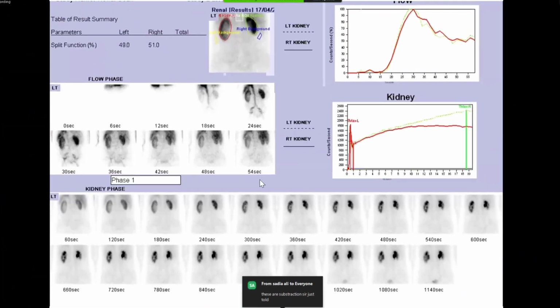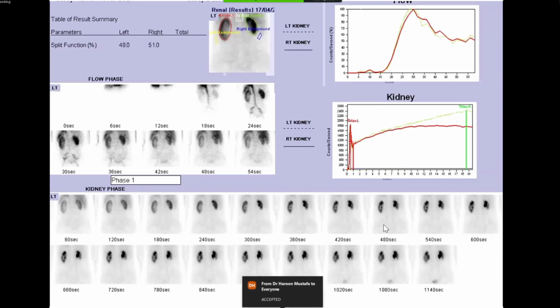So let me just explain to you the series of images if you are not aware of it. This top image on here shows what we call the very early images, immediately after injection of the radiopharmaceutical. We are trying to look at the perfusion of both the kidneys. This is the uptake phase, from after a minute up to 15-20 minutes.